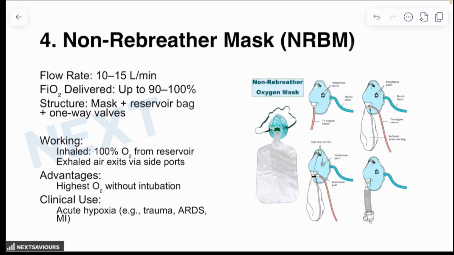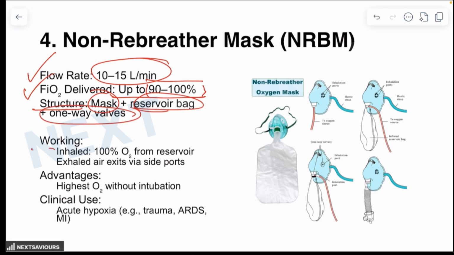Now you can very easily understand and identify the specificities related to these masks. The first one is the flow rate. Obviously, it will be higher. The FiO2 delivered is almost theoretically from 90 to 100%. That means the highest concentration of the oxygen that can be given without intubation or without ventilation. The structure is the presence of the mask, the presence of the reservoir bag, and the one-way valves. How is it working?